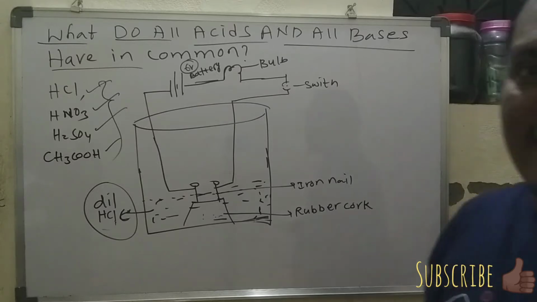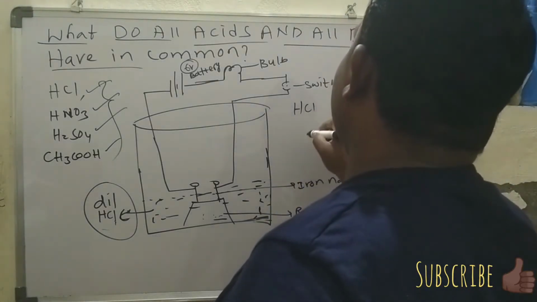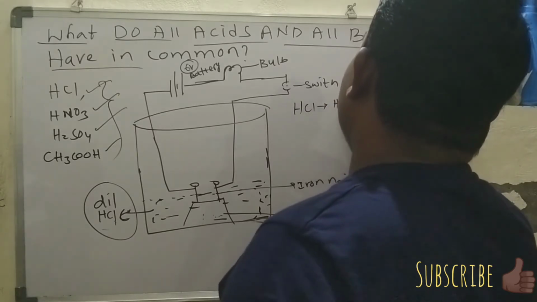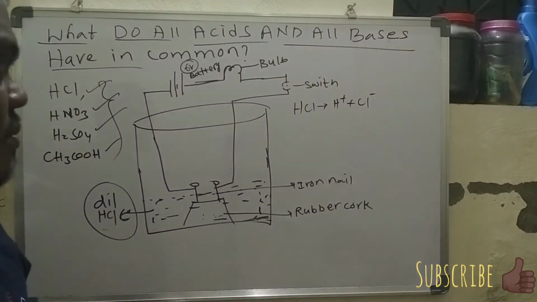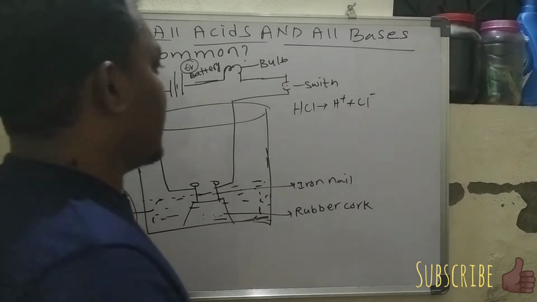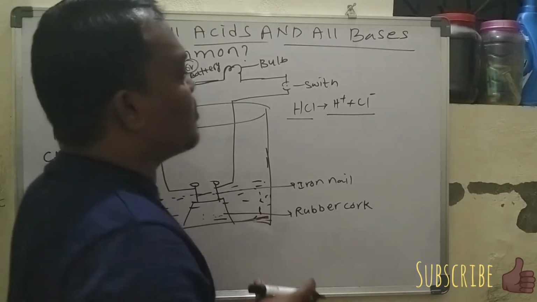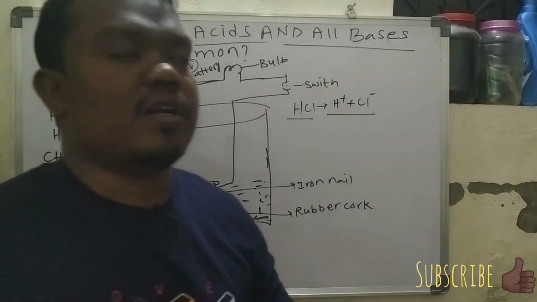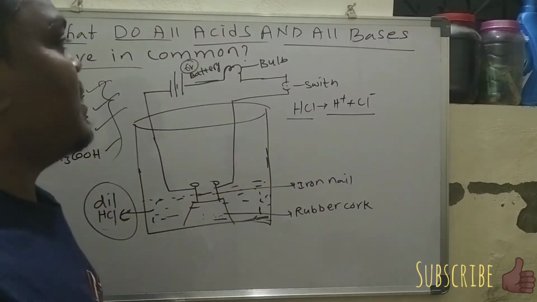What is the reason behind that? When diluted HCl is converted into H+ and Cl minus, that means it is converted into ions, H plus and Cl minus. It is due to these ions. Ions can pass electricity, we already know that, from one place to another place.